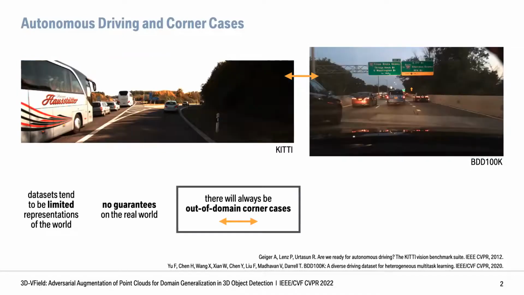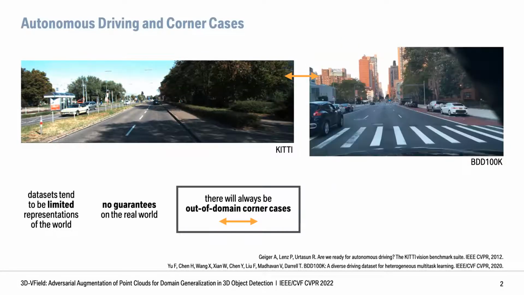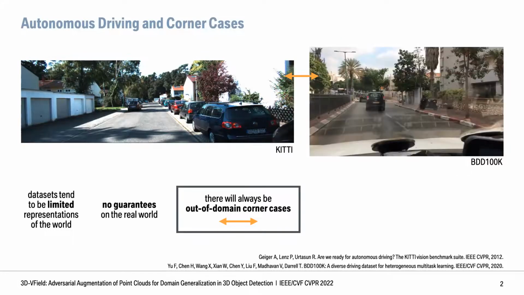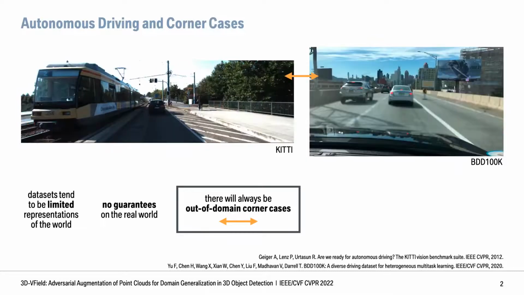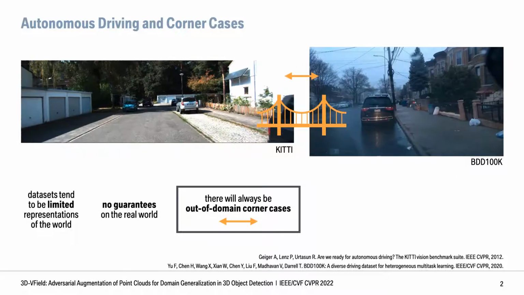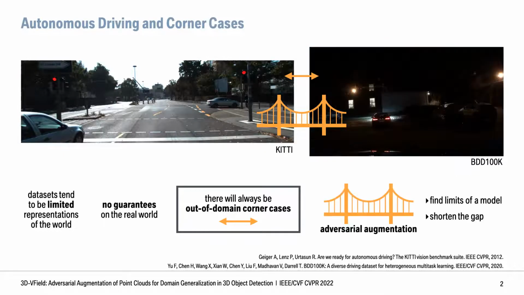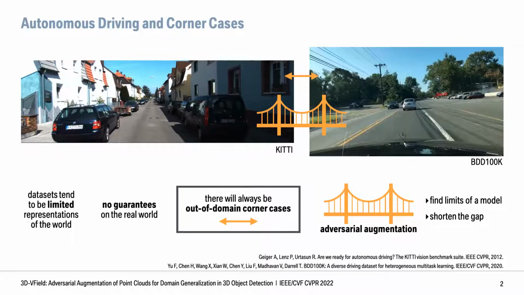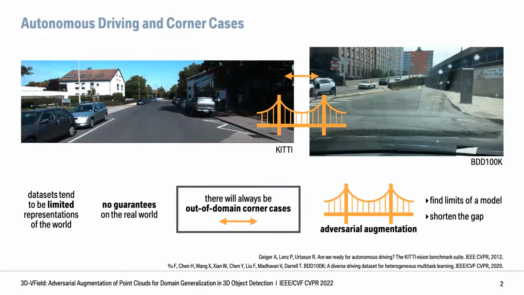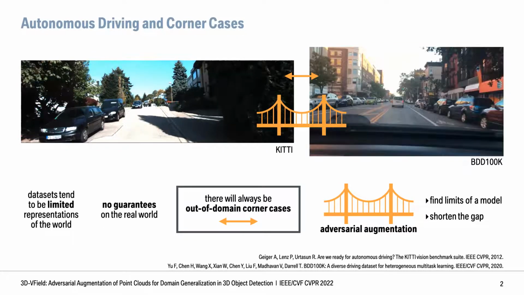And even if we were to add this BDD data to the training set, there will always be out-of-domain corner cases and challenging situations that are not part of it. But can we do anything about this? Can we bridge this gap? Adversarial augmentation is a good candidate, as not only can it find the limits of a model, but it can also shorten this gap.